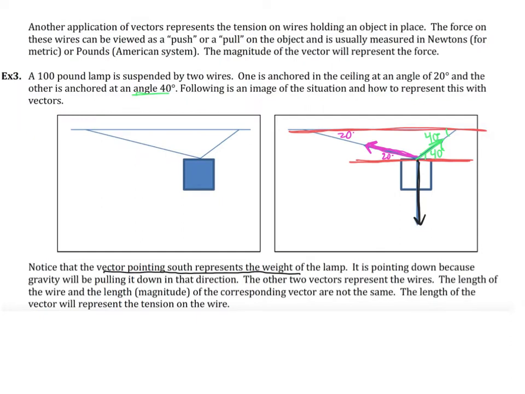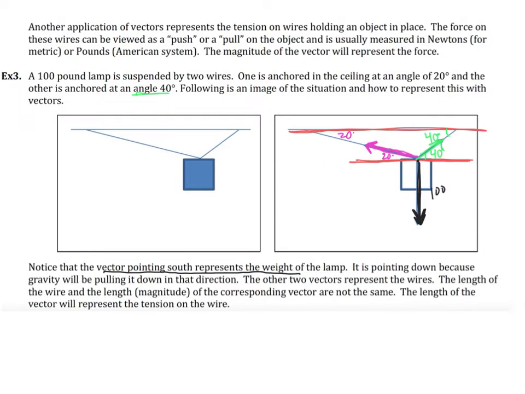This happens in the real world all the time. So it's pulling it down that direction, so we have to figure out how to stabilize it and make sure it stays and doesn't crash down on anyone. So the other two vectors represent the wires. The pink and green vector represents the wires. This black vector here represents the 100 pounds that the chandelier actually weighs.